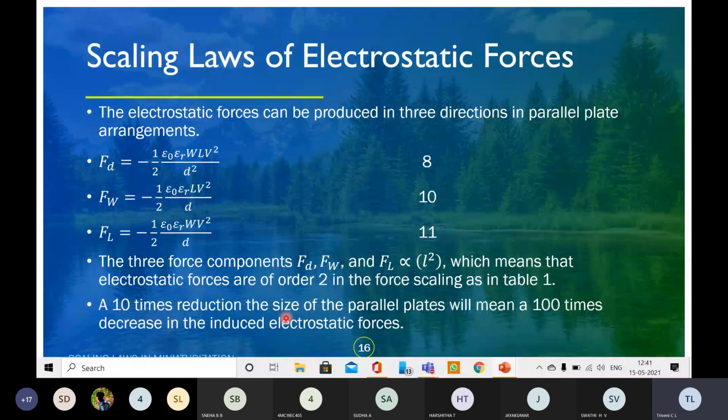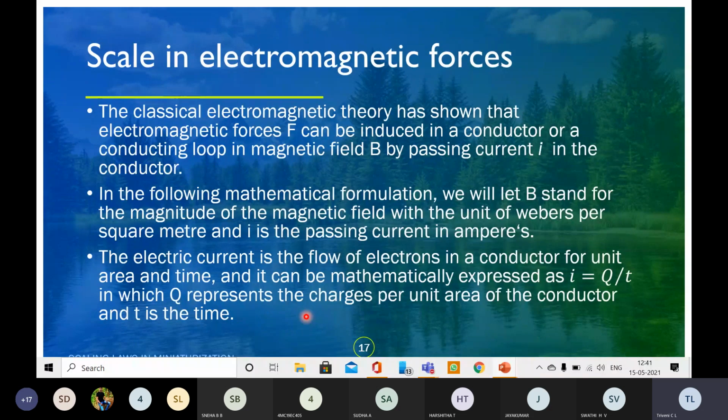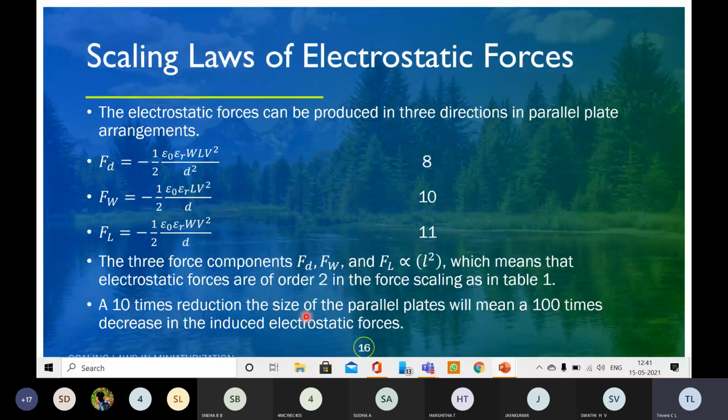So what does it indicate? If you reduce the size of the parallel plates to 10 times smaller, then automatically the electrostatic forces will reduce 100 times. That is the proportionality we'll obtain whenever we scale down the size itself. So this is about the electrostatic forces. Understood all of them?